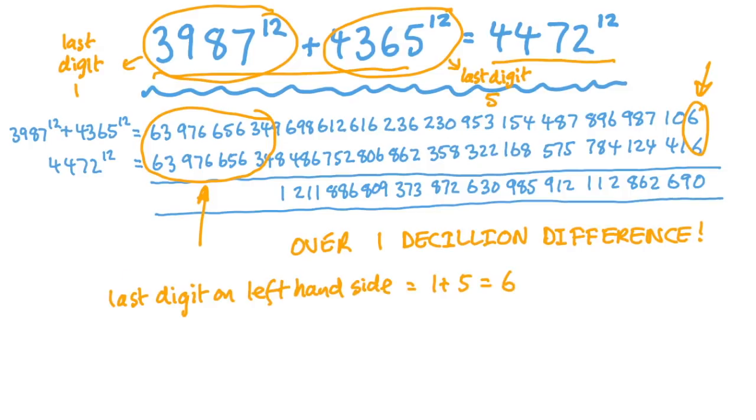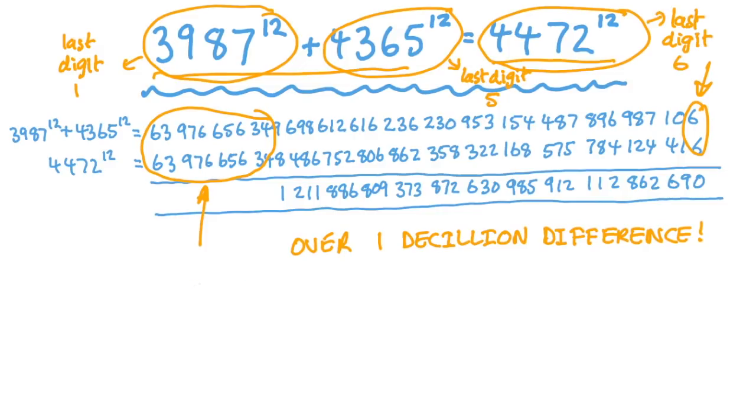So the last digit on the left-hand side is going to be 1 plus 5, which is 6. Then if we follow that same procedure through for the right-hand side, we also find that it has a last digit of 6. Now if they'd been different digits, we'd have immediately known that this example didn't work.